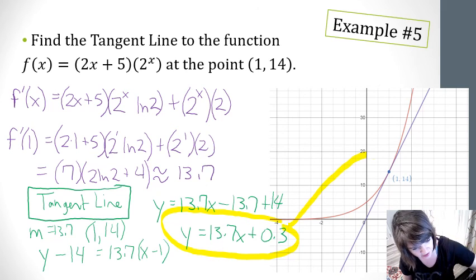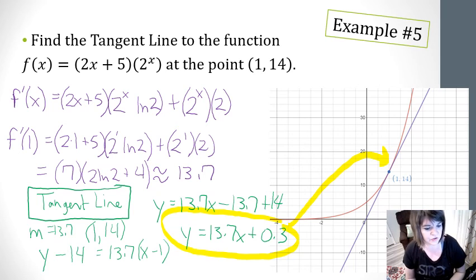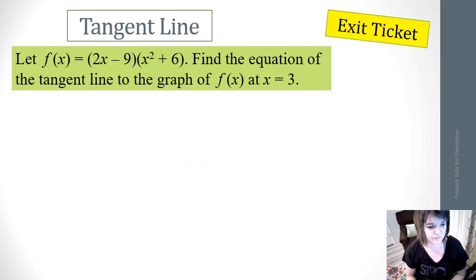which is right there. And so if you look, you can see the equation of the curve, you can see the point that they both share, which is what tangent means, and then you can see the tangent line. And the tangent line and the curve have the same slope at that point, which is 13.7 approximately. Okay, so for your exit ticket, you're going to look at the very next slide, and we'll talk about it.